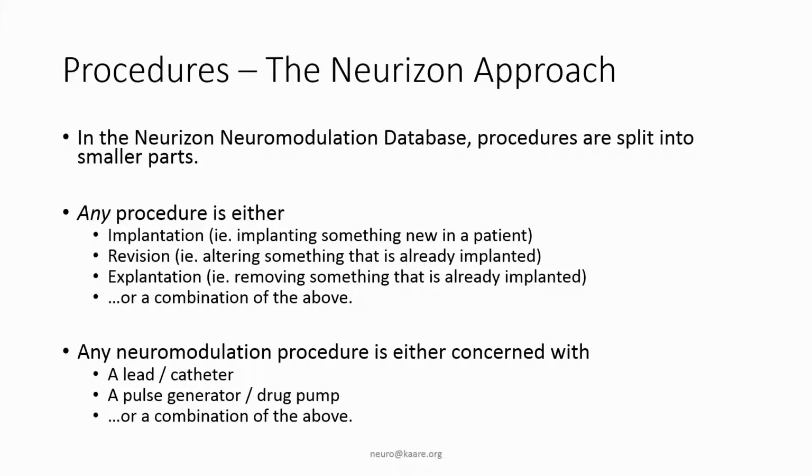We realize that any procedure is either an implantation, that means implanting something that doesn't already exist in a patient, revising something, that means altering something that is already implanted in this patient, or explant something, that means removing something that's already implanted in a patient, or it may be a combination of the above. Also, we note that any neuromodulation procedure is either concerned with a lead or a catheter, or with a pulse generator or a drug pump, or it may be a combination of the above.